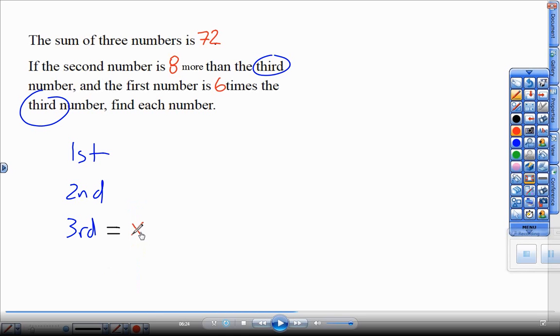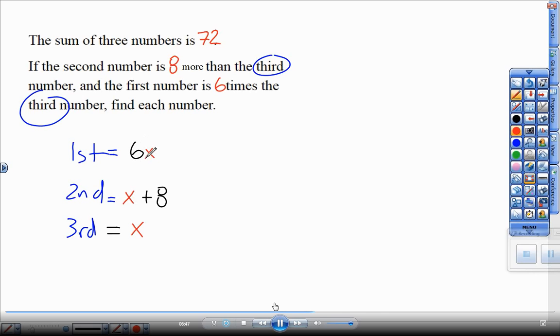So here we go. The second number is 8 more than the third. So that would be the third number right there. There it is. Plus 8. 8 more than the third number. The first number is 6 times the third. So there's the third number right there, that red x. 6 times, that's 6x. So there's the third number being compared to twice. There's the second number, which is 8 more than the third. And then there's the first number, which is 6 times the third.